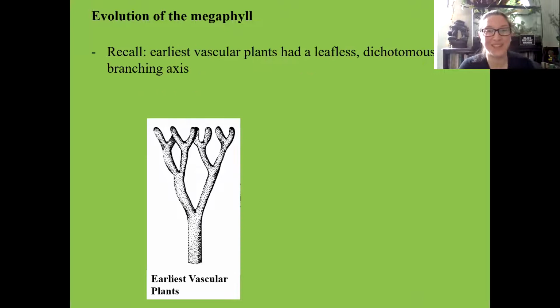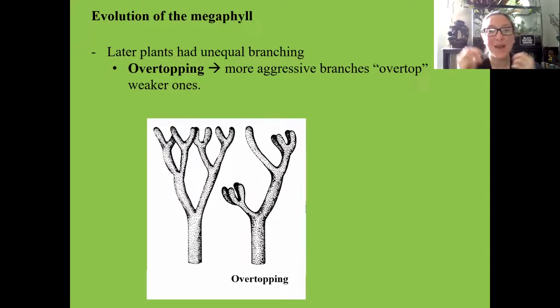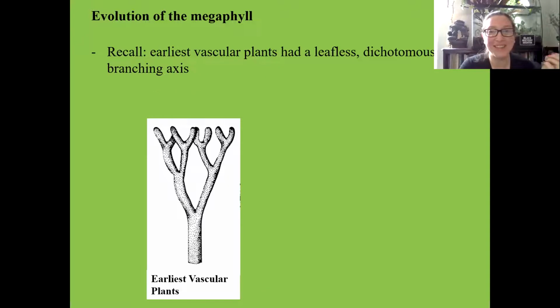So right, that's what the earliest vascular plants looked like. We've got to get oriented here. Let's see. Leafless, and yes, so photosynthetic stems, leafless, etc.